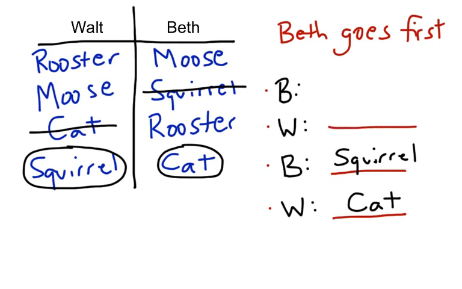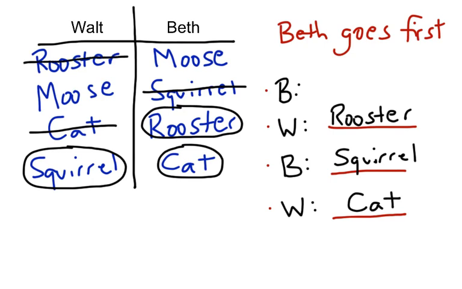Then we need to fill in this one, and Walt is going to take the one that's at the bottom of Beth's list, which is the rooster. And we cross that out, and then finally to fill in this pick, which turns out to be the first of all the picks, Beth is going to take the moose.